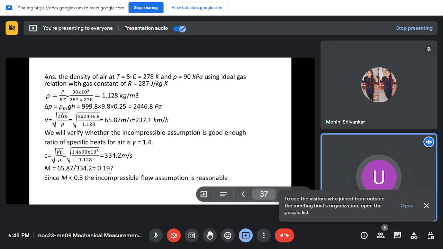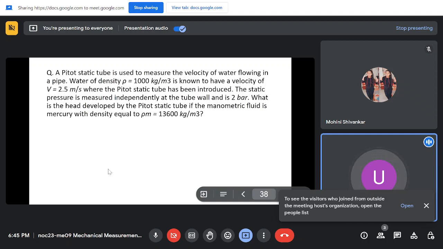Okay, moving on to the next problem. A pitot static tube is used to measure the velocity of water flowing in a pipe. The water density is 1000 kg per meter cube. The velocity at the point where the pitot static tube is introduced is known to be 2.5 meter per second, and the static pressure is measured independently at the tube wall and is 2 bar. What is the head developed by the pitot static tube if the manometric fluid is mercury with density equal to 13,600 kg per meter cube?